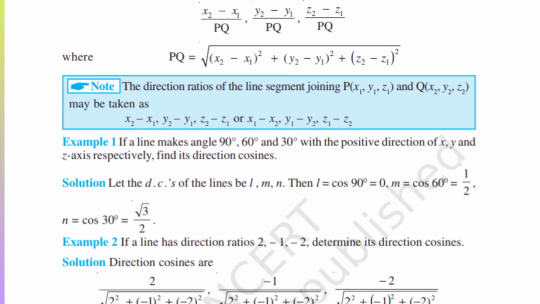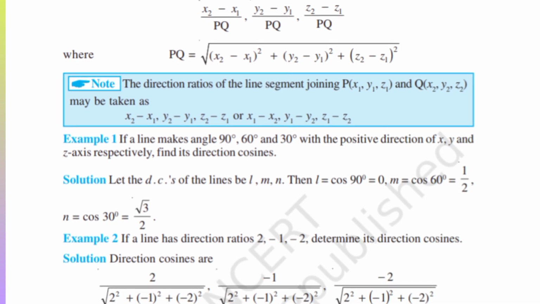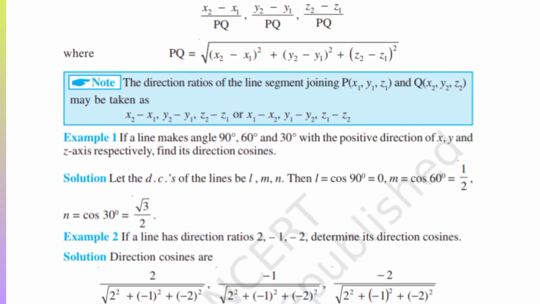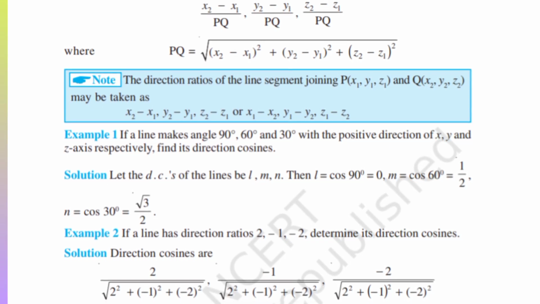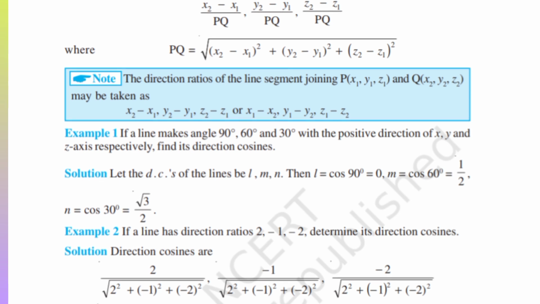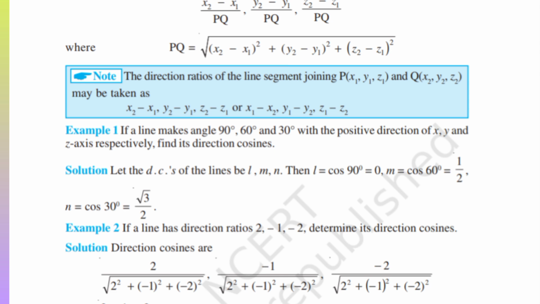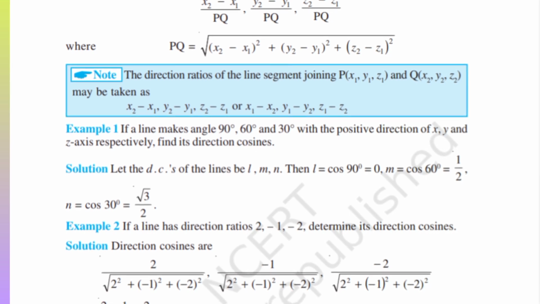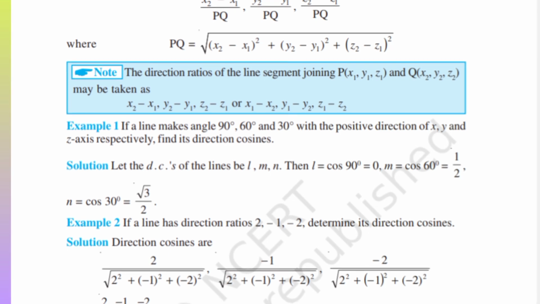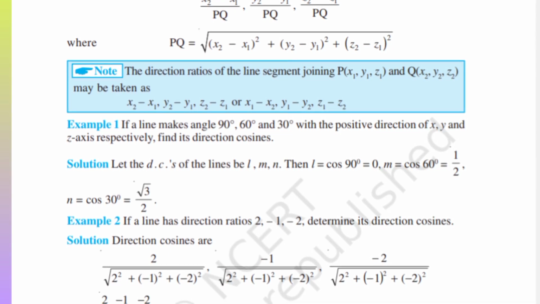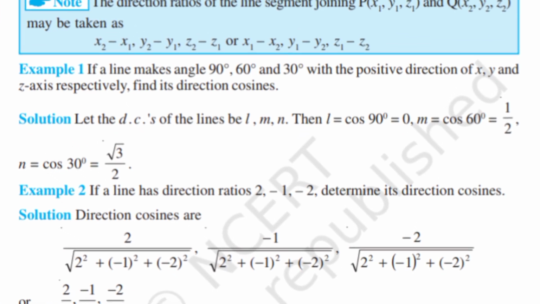are x2 minus x1 upon PQ, y2 minus y1 upon PQ, z2 minus z1 upon PQ, where PQ is equal to the square root of (x2 minus x1) whole square plus (y2 minus y1) whole square plus (z2 minus z1) whole square. Note: the direction ratios of the line segment joining P(x1, y1, z1) and Q(x2, y2, z2) may be taken as x2 minus x1, y2 minus y1, z2 minus z1, or x1 minus x2, y1 minus y2, z1 minus z2.